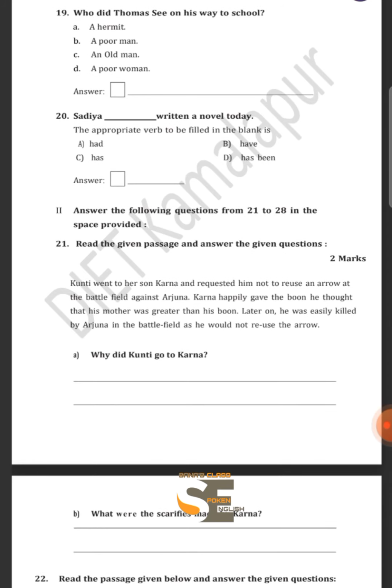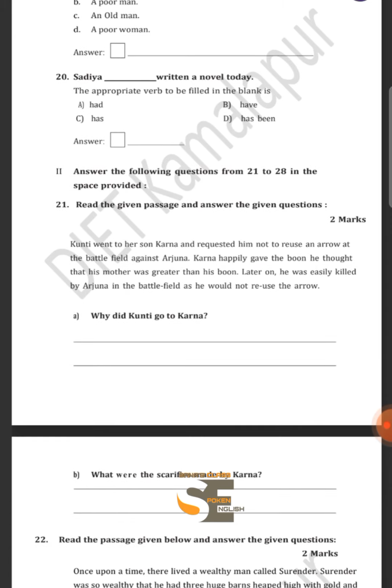Why did Kunti go to Karna? Kunti went to Karna to request him not to reuse an arrow at the battlefield against Arjuna. It is given in the first line itself, right? That you have to write here. Kunti went to Karna to request him not to use an arrow at the battlefield against Arjuna. Till here you can write.